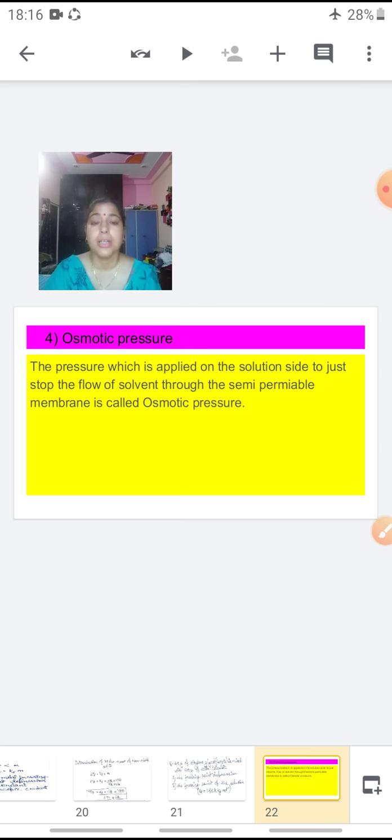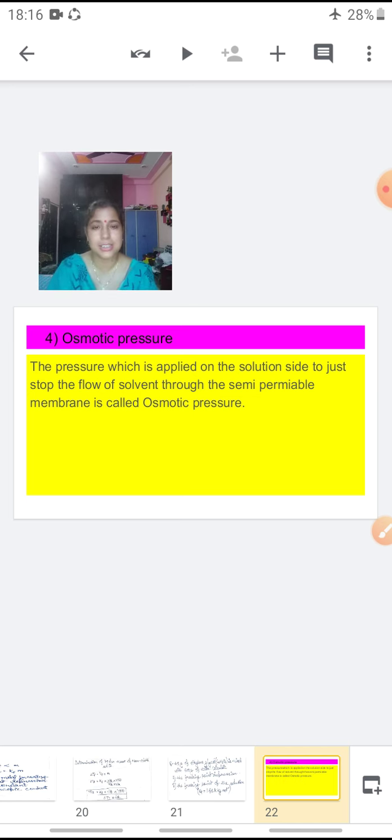Now, what is the meaning of osmotic pressure? See, children, you all must have seen raisins. Raisins, the dried up grapes, when they are put in water, what happens? Yes, they swell up. Why do they swell up? Because they absorb water.